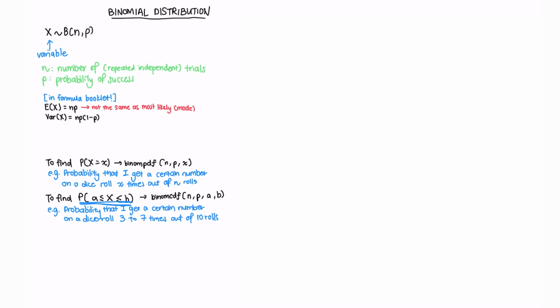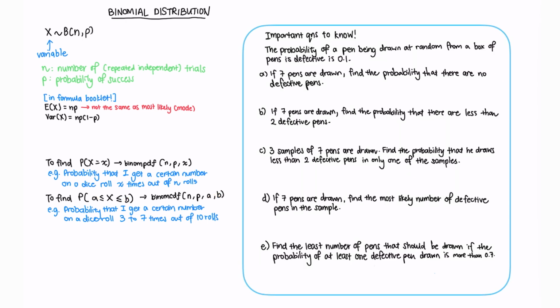Now to find the probability that this variable X lands between a and b, we'll write binom CDF(n, p, a, b). What does this all mean? Let's say I want to find the probability that I roll a 6, let's say 3 to 7 times out of 10 rolls. Then your a and b that you're going to use over here will be 3 and 7. Got it? Now let's move on to the questions.